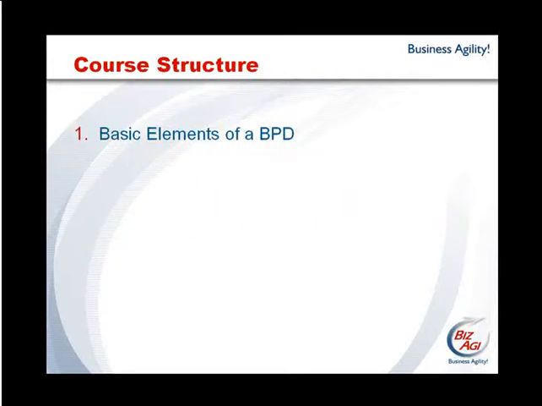We will now look at the structure of the course. The course contains the following modules or chapters. At the end of each chapter, you will find a questionnaire or some exercises to practice what you have learnt. The first chapter we call Basic Elements of a Business Process Diagram, BPD. In this part of the course, we are going to learn what are the basic elements proposed by the BPMN notation to model a business process.